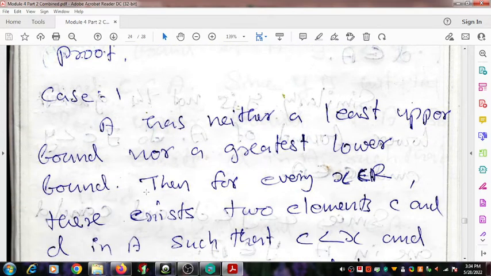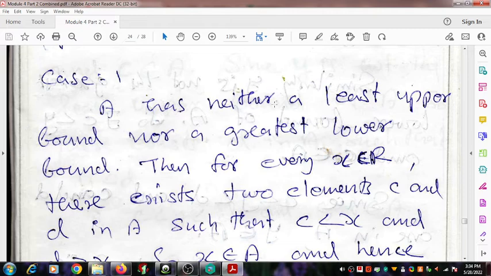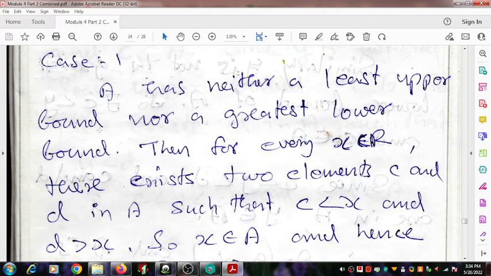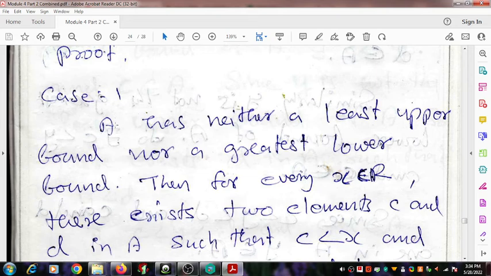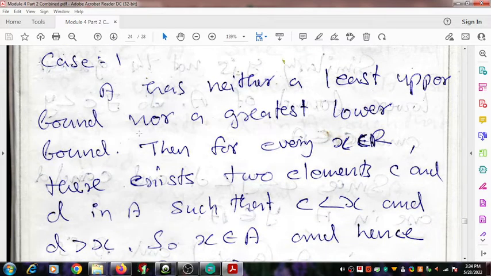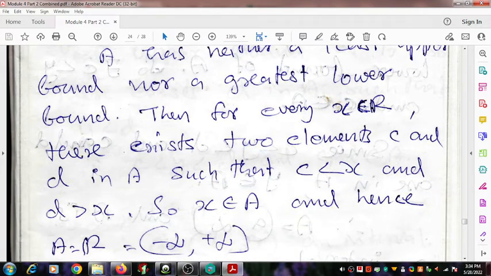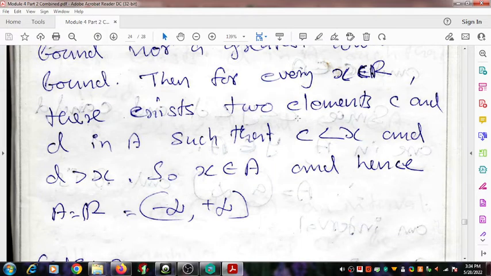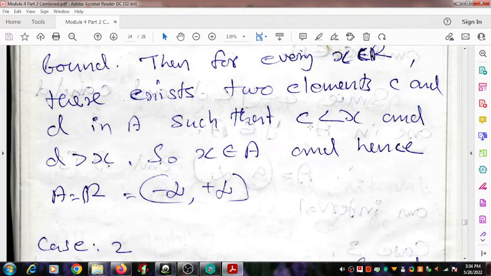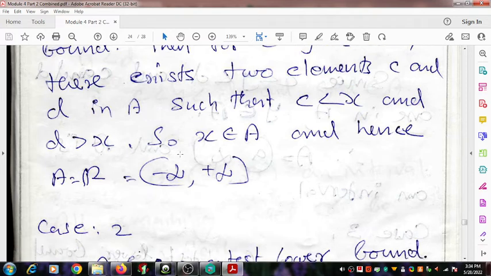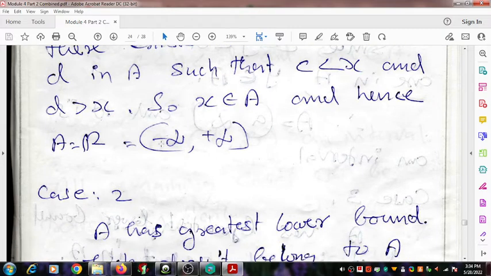So case 1: A has neither a least upper bound nor a greatest lower bound. Then for every x belonging to R, there exist two elements C and D in A such that C is less than x and D is greater than x. So x is an element of A, and hence A equals the entire real line, R equals minus infinity to plus infinity.